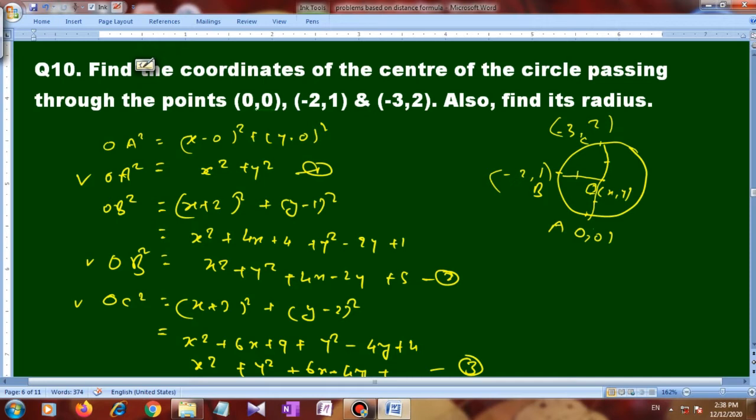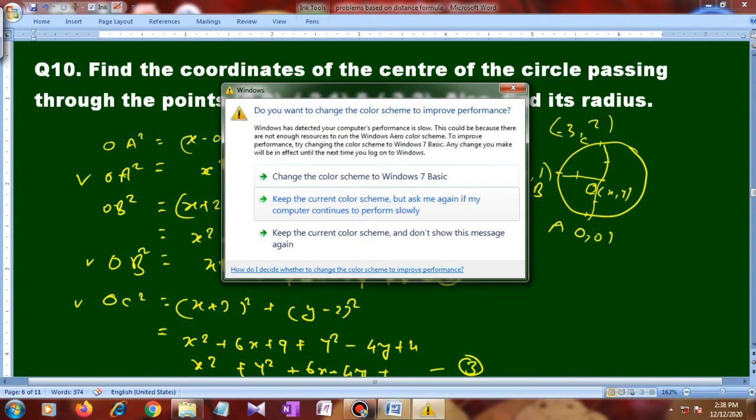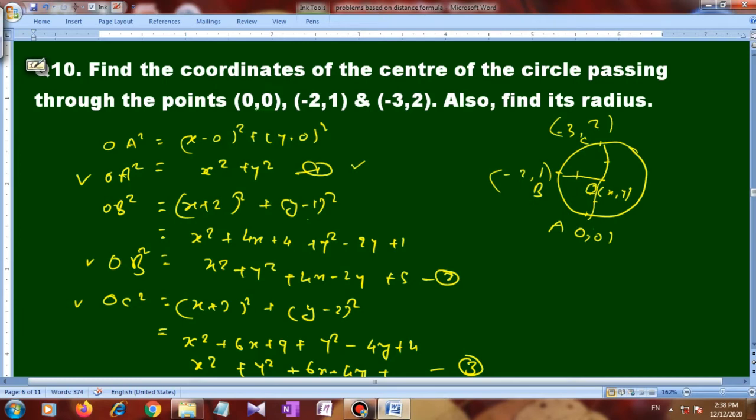Clear? So first of all, we find the distances OA, OB and OC. These distances will be radii of the circle. So OA square equals (x minus 0) whole square plus (y minus 0) whole square, which means OA square equals x square plus y square. And OB square will be (x plus 2) whole square plus (y minus 1) whole square using the distance formula. So the value of OB square will be x square plus y square plus 4x minus 2y plus 5.